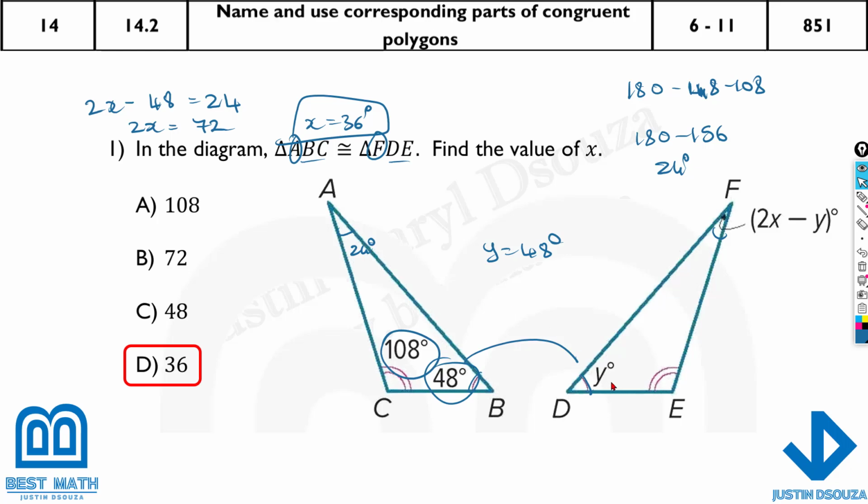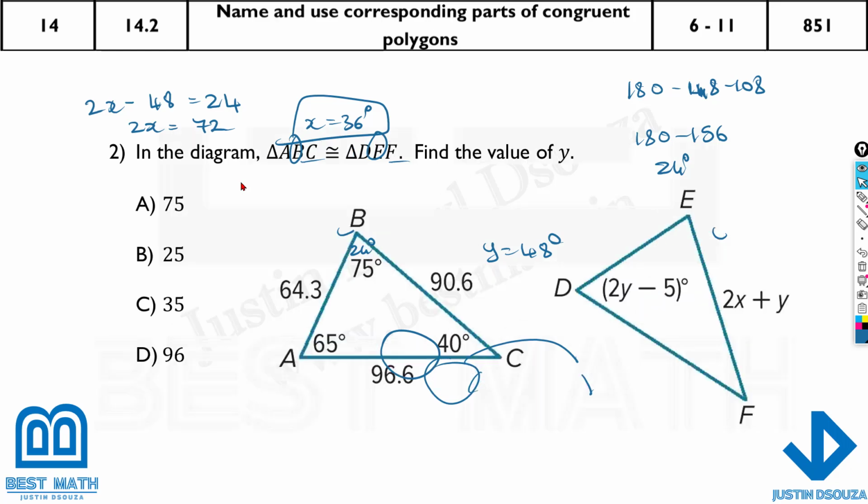First, we need to find the relation. Okay, we know what y is. And then see what this A is. Then we can equate it with 2x minus y, which is 48. And then we can find the only variable, x, which is unknown.